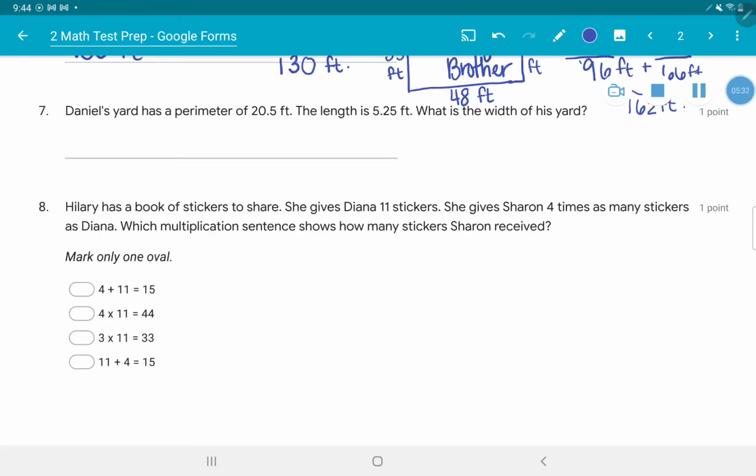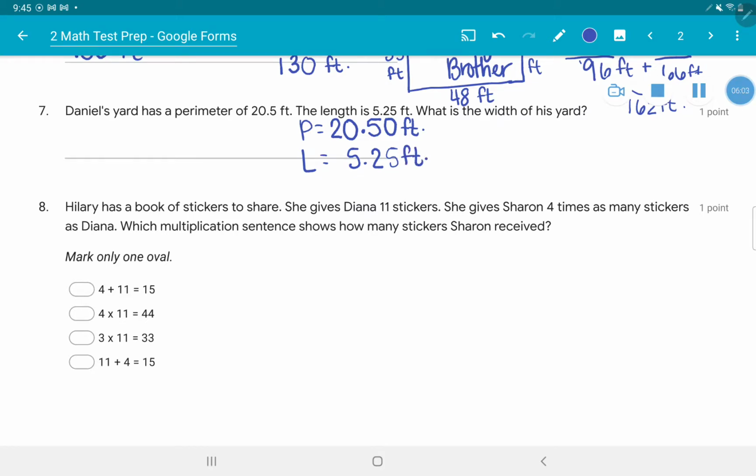No. How can I make tenths into hundredths? What would I need to add to the end of that 5? Oh, a 0. Yeah, so I can make my perimeter 20.5 the same as 20.50 feet. I know the length is equal to 5.25 feet. And I need to find the width.